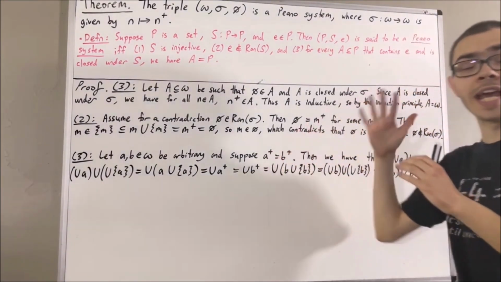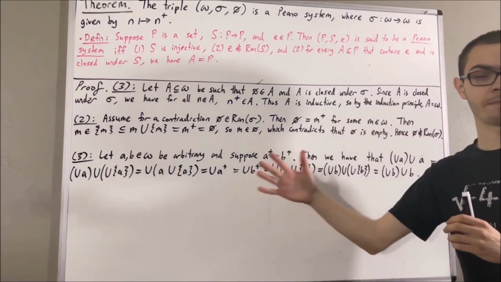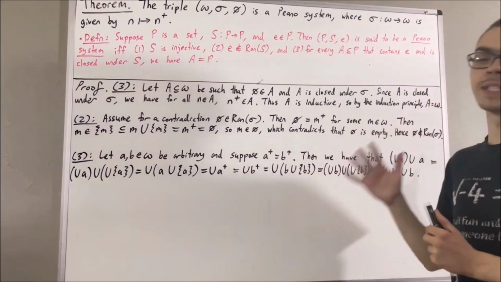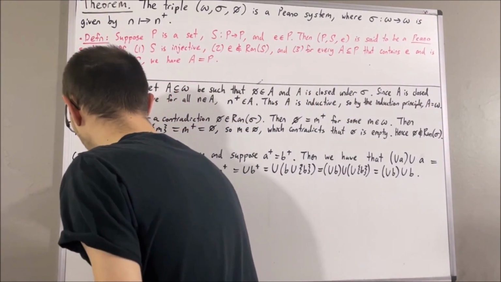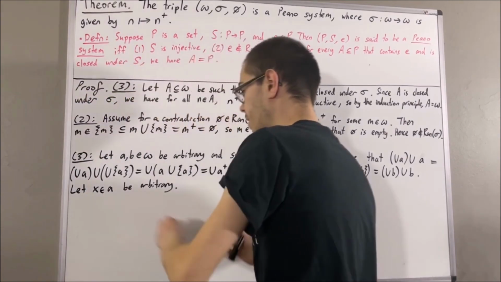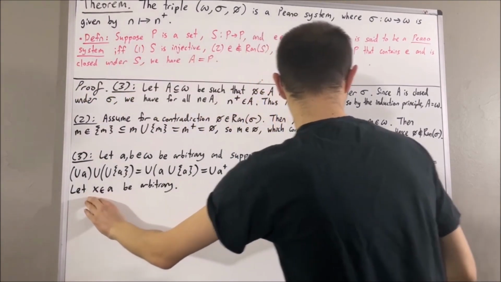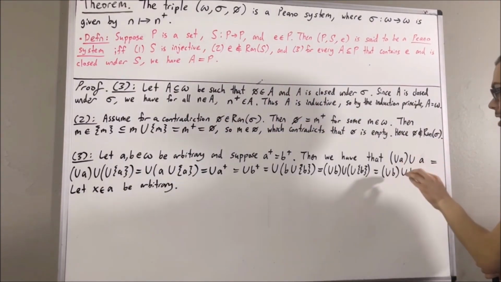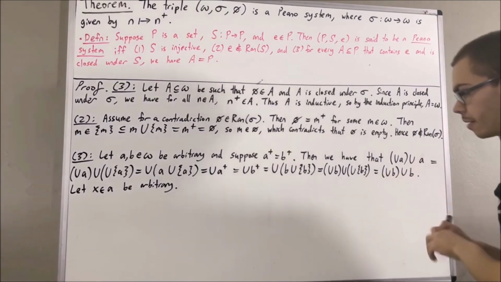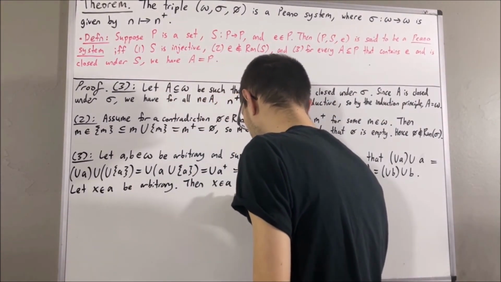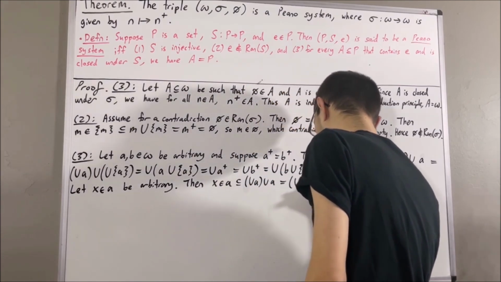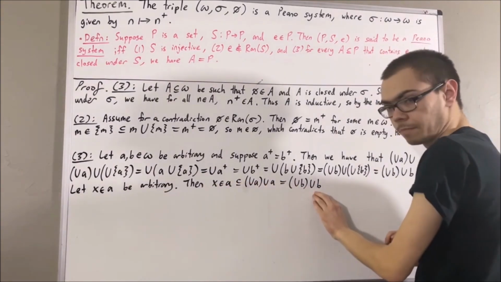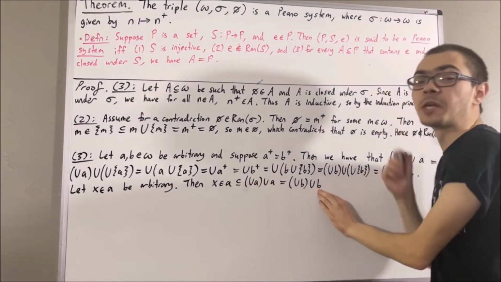And to show that, we're going to show that a is a subset of b and b is a subset of a. To show that a is a subset of b, let's give ourselves an arbitrary element x in a. Well, since x is an element of a, it follows that x is an element of the union of a and a, and therefore x is an element of the union of b and b. And so, either x is an element of the union of b, or x is an element of b. If x is an element of b, then we're done.